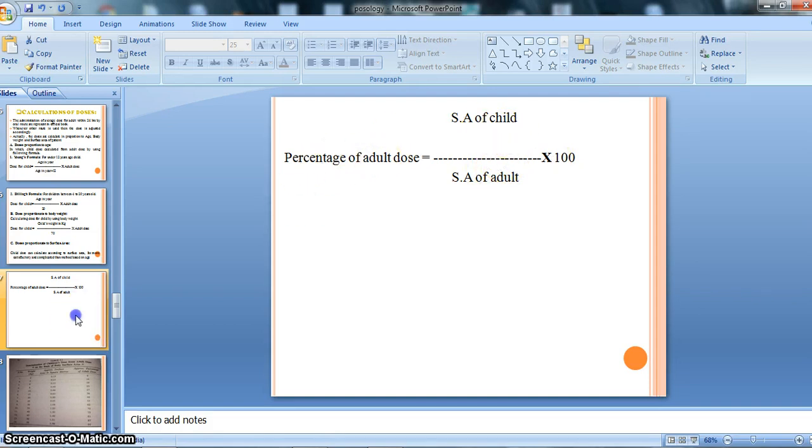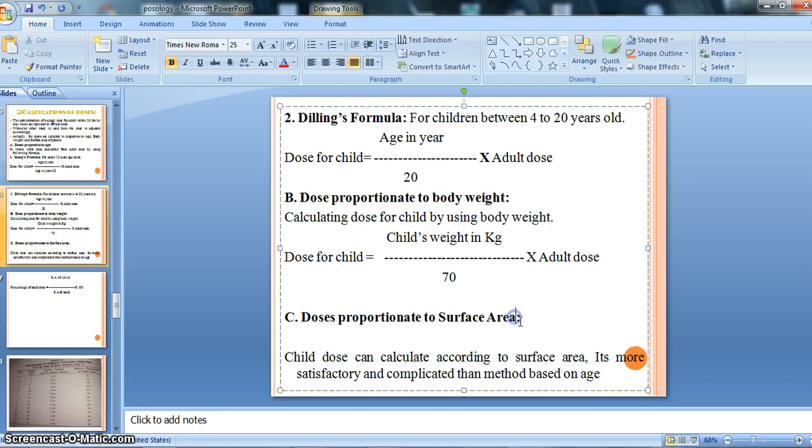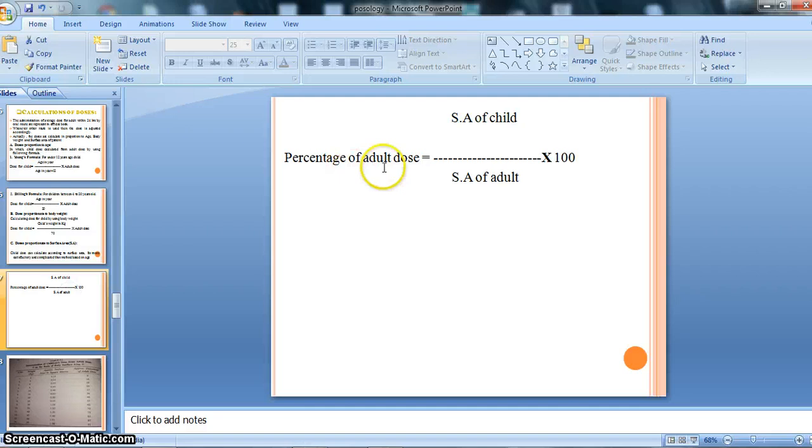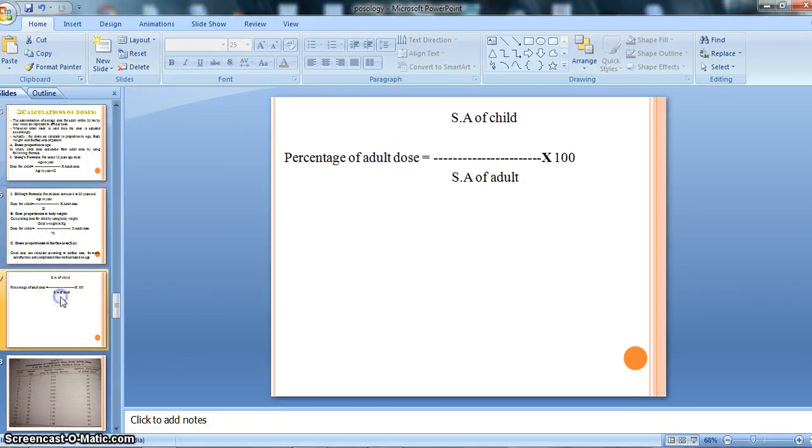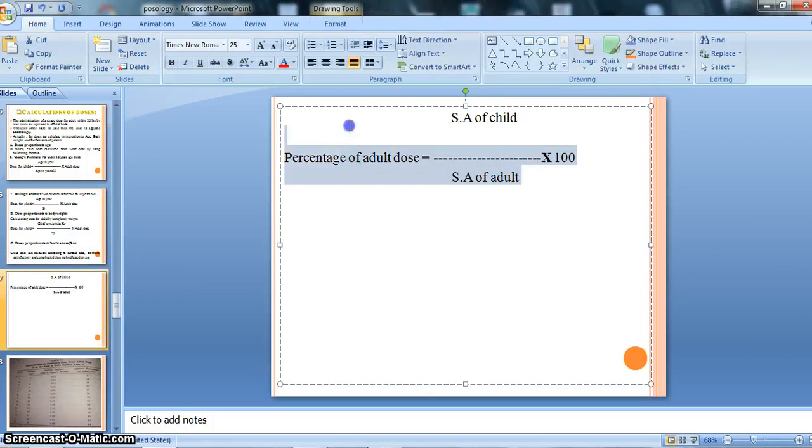This is surface area, S A, right? Surface area. So the formula is: percent of adult dose equals surface area of child, divided by surface area of adult, into 100. This is the formula, that is, dose proportion to surface area. By using surface area we can use this formula.